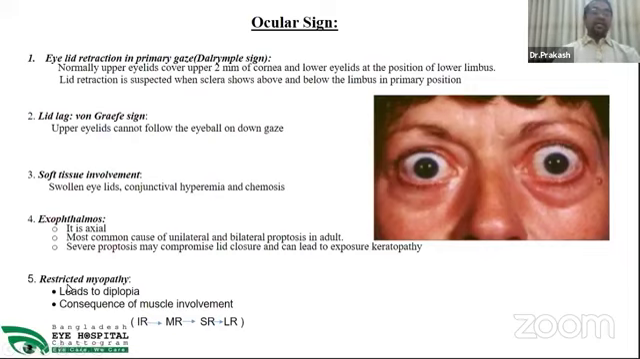And restrictive myopathy: when there is inflammation in the extraocular muscles, and when the inflammation subsides, there will be degeneration and fibrosis, and that degeneration and fibrosis causes restriction of the ocular movement, and that is called restrictive myopathy, and that leads to diplopia, that is double vision. Patient will complain of double vision. And as a consequence of muscle involvement, the most commonly involved muscle is the inferior rectus, the second most is the medial rectus, then superior rectus, then lateral rectus. So this is the sequence.